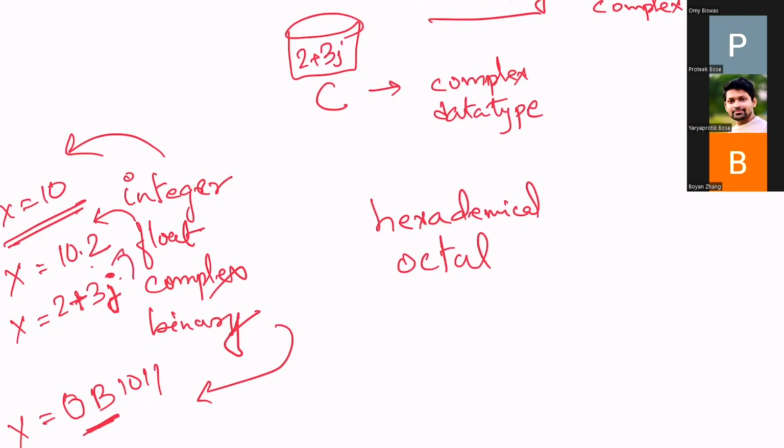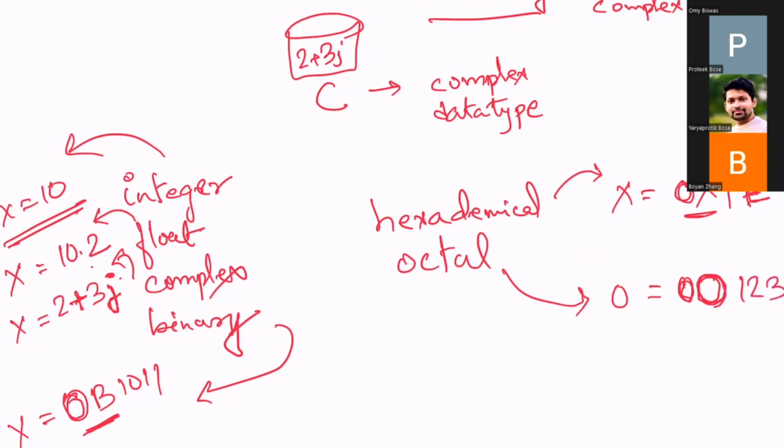So these are different representations. Even for hexadecimal, we write 0x, which means hexadecimal, and then the value that we are providing. Similarly, for octal, we write 0o. The first character is 0 in all the cases, and this is o for octal. And then the value is 1, 2, 3. So whenever it is written like this, in these three cases, the container is x and the value is 1011.